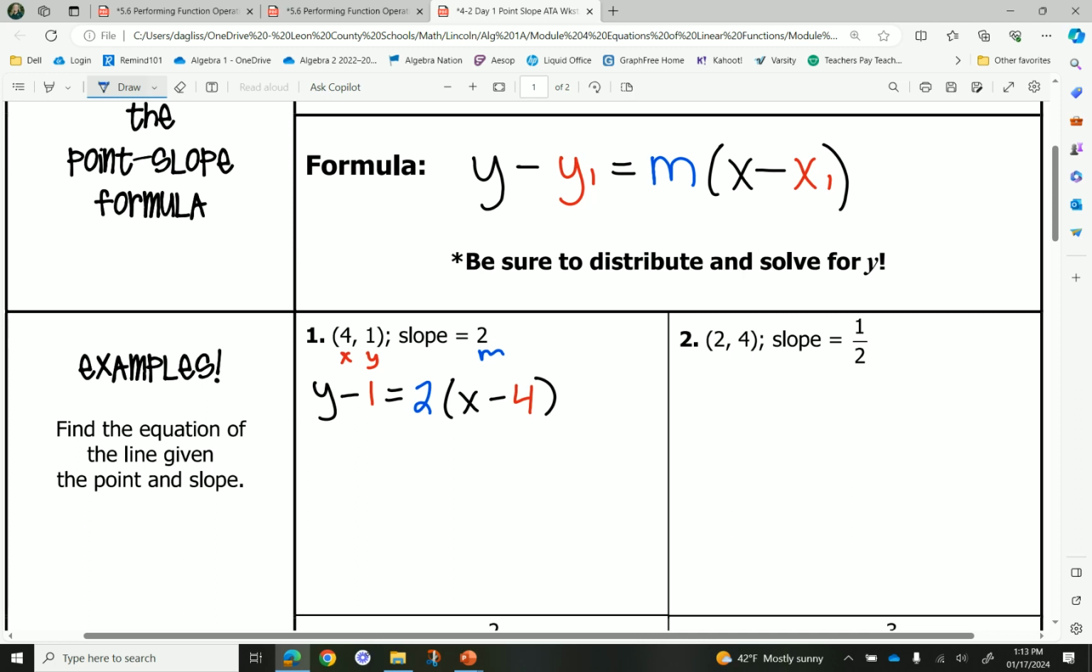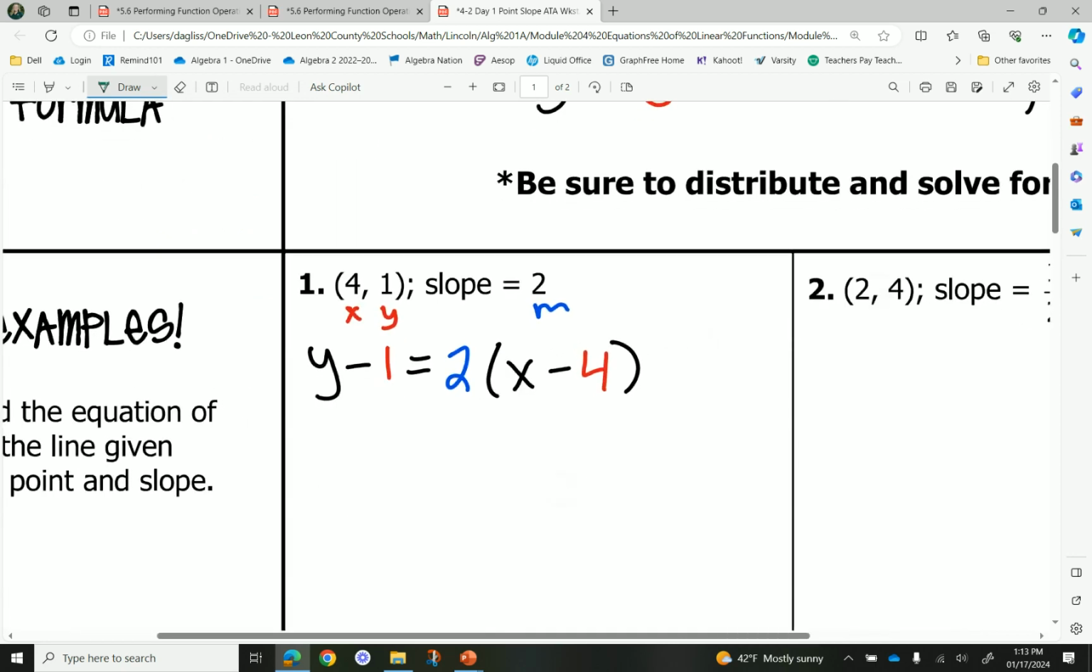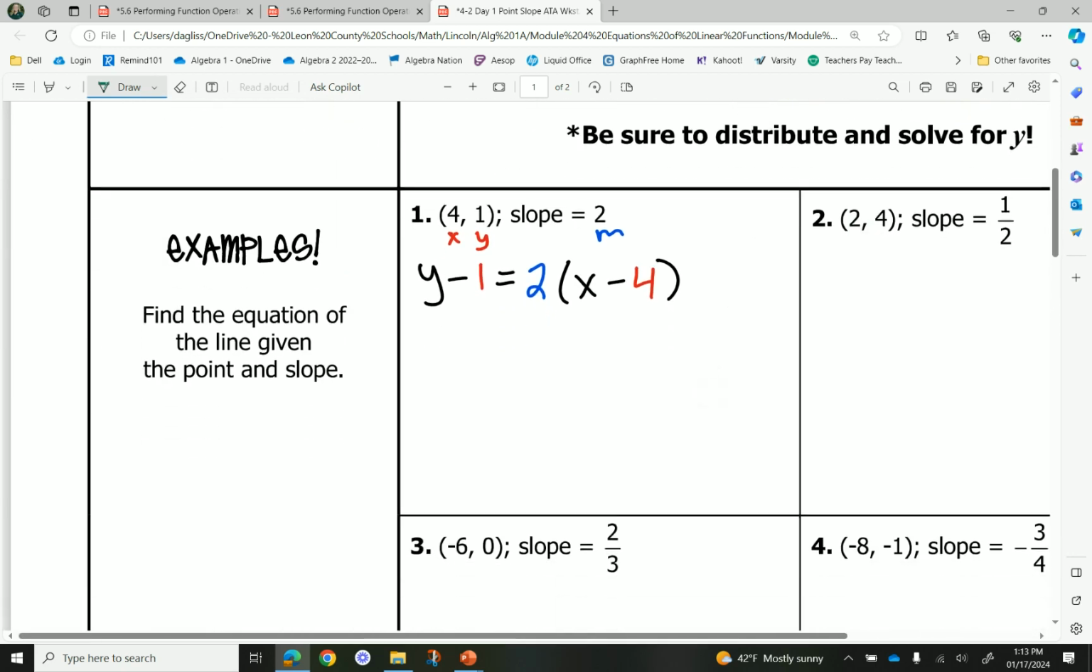Okay, so the first step we're going to have to do, you will always distribute your m first. So I'm going to write this on the side. Step 1, set up the equation, which is what we just did. Okay, this was step 1. Step 2, you're going to distribute. What does that mean, distribute?